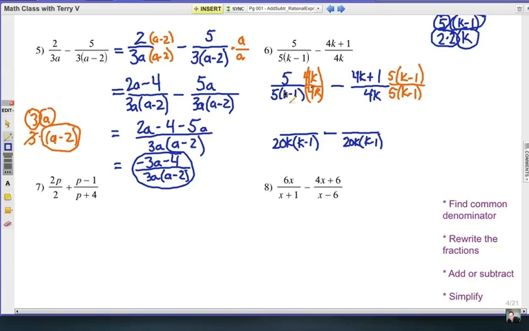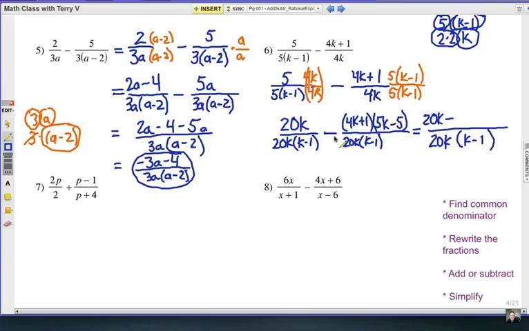All right, let's multiply this out. On the top of this fraction, I have 20k. And on the top of this fraction, I have 4k plus 1 times 5k minus 5. I've used the distributive property, and I have these two binomials that I have to multiply together with the FOIL method. So this is going to be a little more complicated. I'm going to go ahead and put all these together on my common denominator, 20k times k minus 1. And I have a 20k minus, now that subtraction sign applies to everything I've got here. So 4k times 5k is 20k squared. That would be negative now.